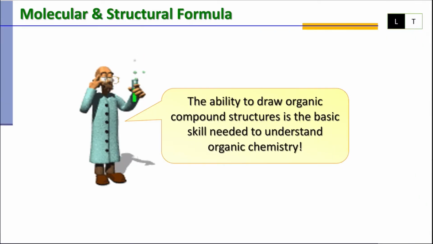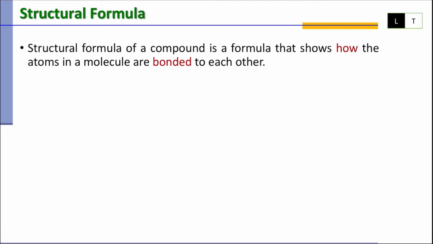In this chapter, your ability to draw the organic compound structure is the basic skill that you need in order for you to understand the organic chemistry. So it is very important for you to know how to draw the structural formula based on the molecules given to you. So for structural formula, it is a formula that shows how the atoms in a molecule are bonded to each other. So there are three types of structural formula.